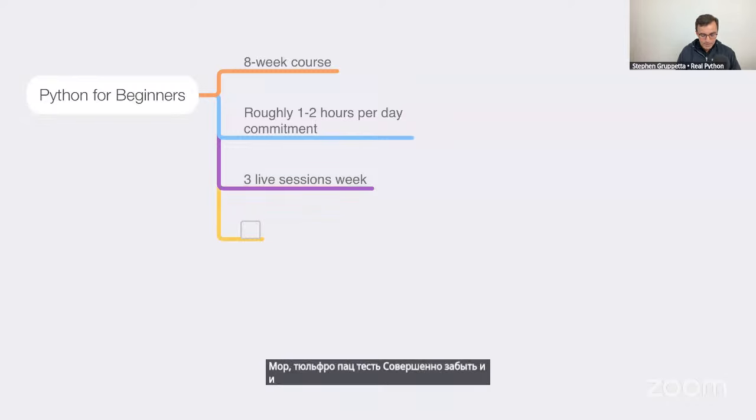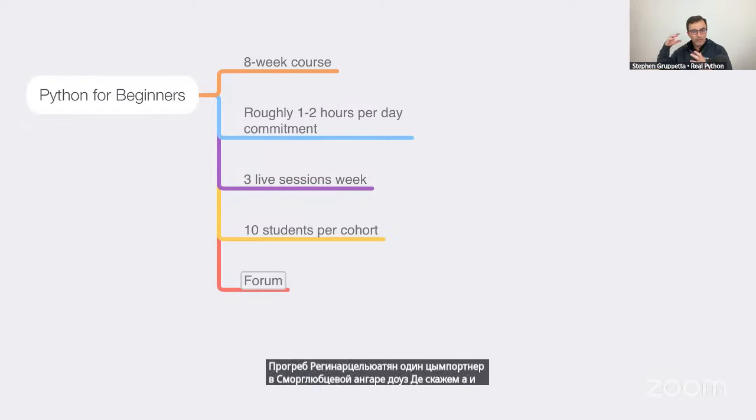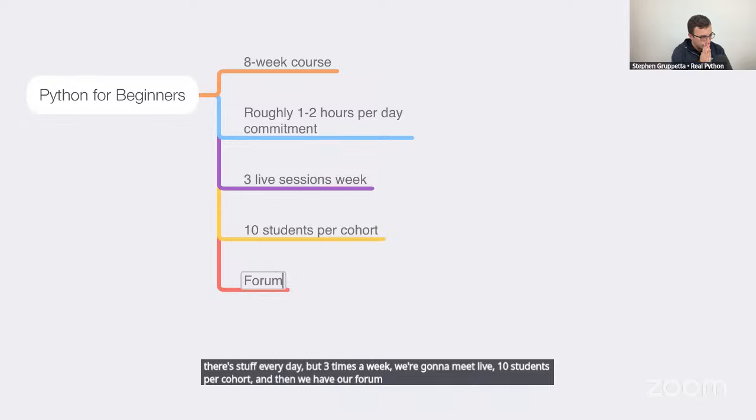There will be 10 students or participants per cohort, per group. Again, I'll tell you why 10. I think it's important we have small groups so we can have those discussions. And last but not least, as the cliche goes, but it's true, we'll have a dedicated forum. I'll tell you more about all of these, but in a nutshell, this is what the course looks like. 8 weeks, 1 to 2 hours commitment a day. There's stuff every day, but 3 times a week we're going to meet live, 10 students per cohort, and then we have our forum.